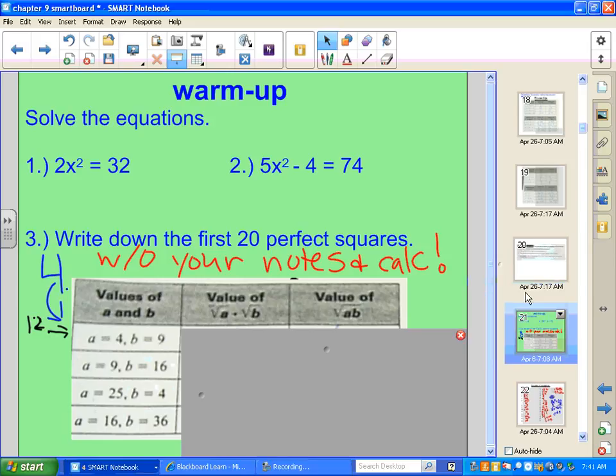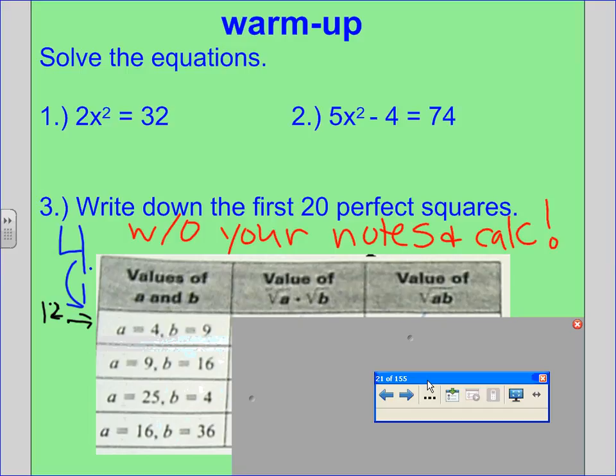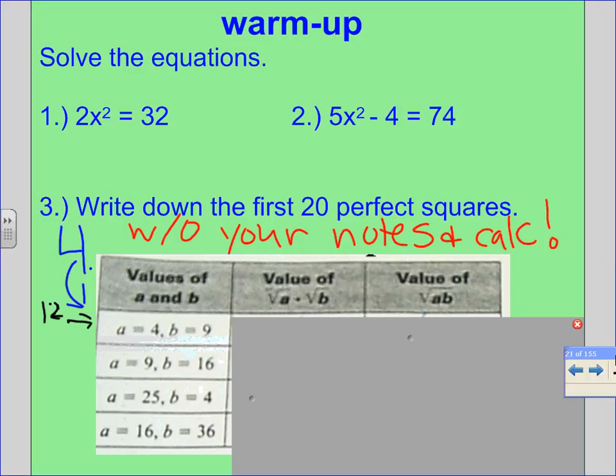Okay guys, our objective today is to continue simplifying square roots without the calculator. So starting with our warm-up, which was mostly from yesterday's lesson. Donatus, what did you get for number 1? 4, and what else? There's another answer is what I mean. Good, so plus or minus 4.